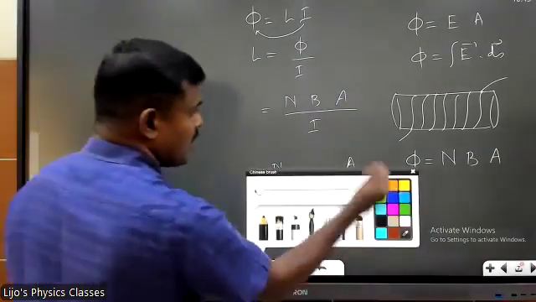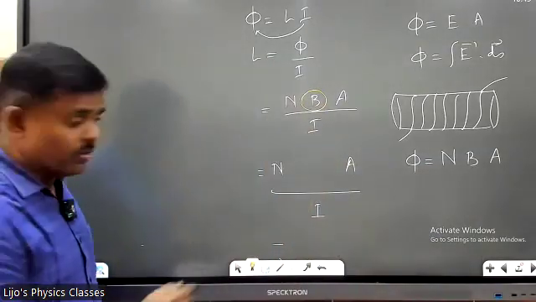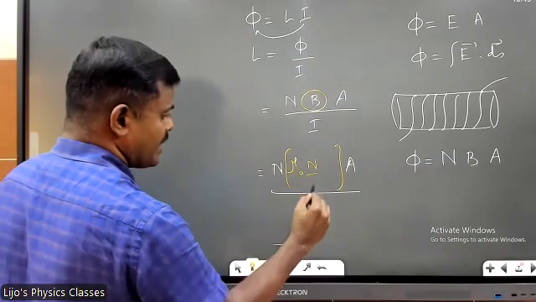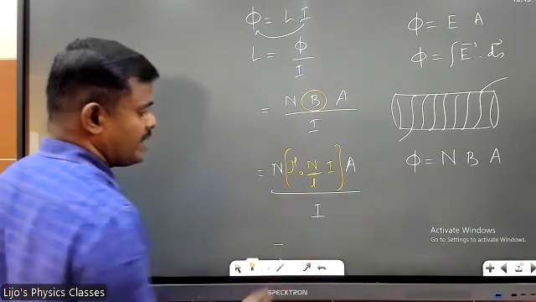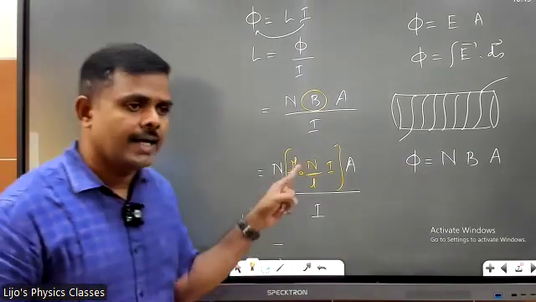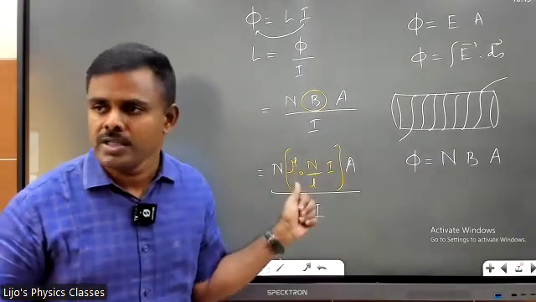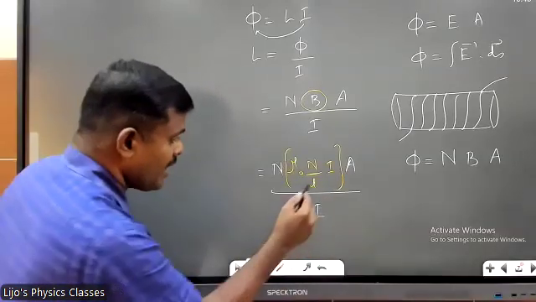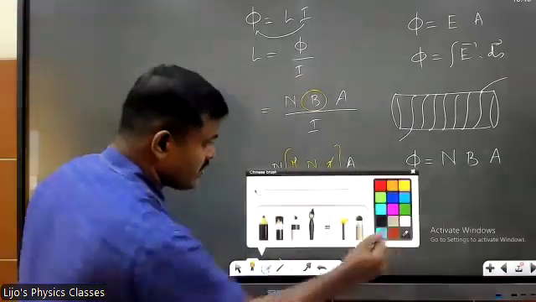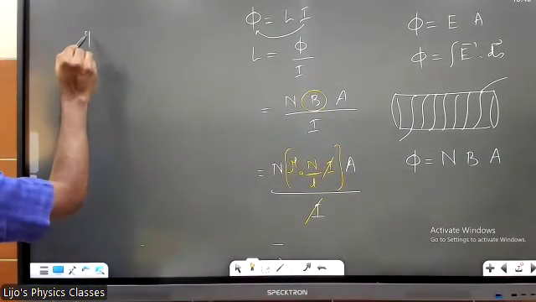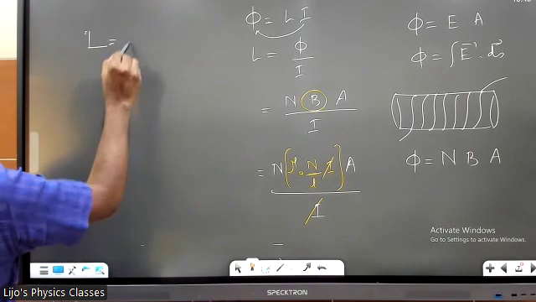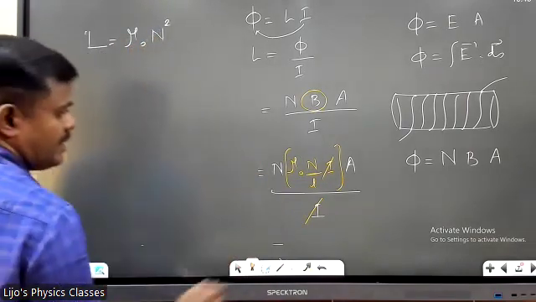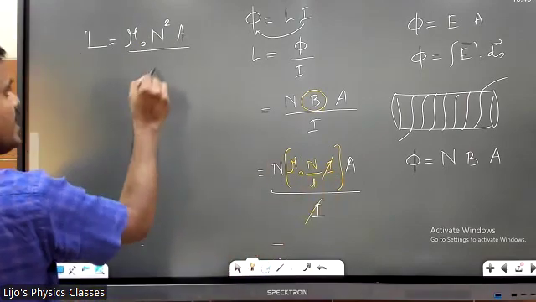What is missing here? B. What is the value of B? That was learned in the last chapter. For a solenoid, the magnetic field is mu 0 n into I, where n is the number of turns per unit length. I and I cancel. What are we left with? So self-inductance is given by mu 0 n N A, which is mu 0 n square A by L.